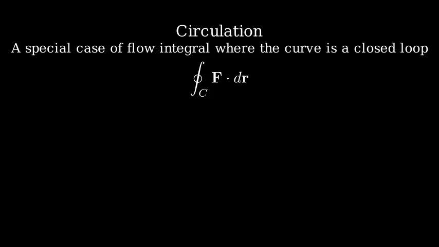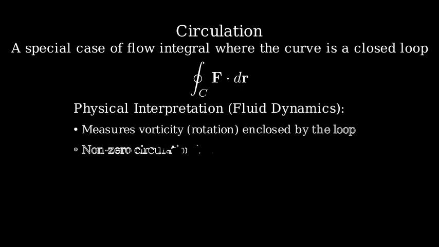Mathematically, the circulation of a vector field F around a closed loop C is written as the closed loop integral of F dot dr. Notice the circle on the integral sign, which indicates that we're integrating over a closed loop. In fluid dynamics, if F represents the velocity field of a fluid, the circulation gives a measure of the amount of vorticity or rotation enclosed by the loop. A non-zero circulation indicates a net rotational motion of the fluid around the loop.